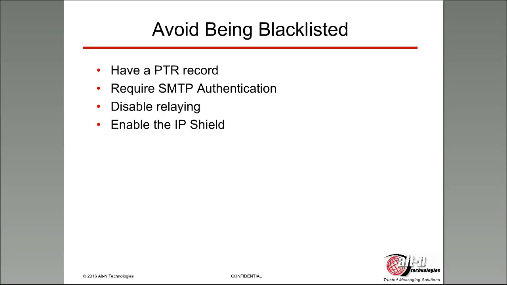So now we'll talk about ways to avoid being blacklisted. The initial requirements are we recommend that you have a PTR record, which allows others to do a reverse lookup on messages claiming to come from you. We recommend that you require SMTP authentication, that you disable the relaying feature, and enable the IP shielding feature.